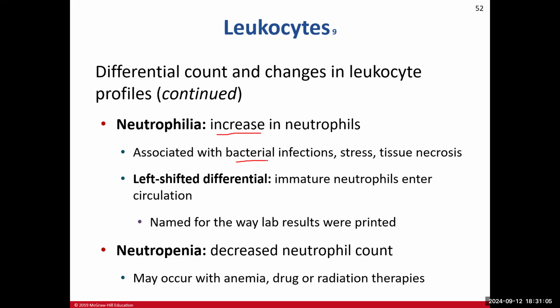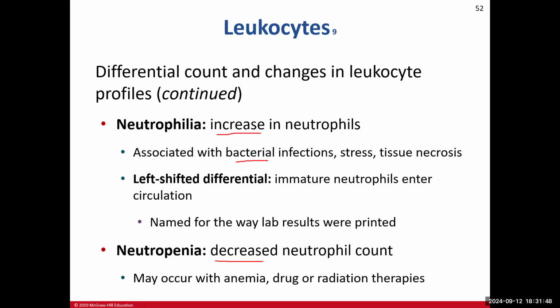And then I told you about what happens to the skin. When you get a cut, you get these white blood cells that are going to infiltrate the area, and neutrophils are usually on hand. And so they're going to be involved when we're talking about tissue necrosis, which is tissue death. When damaged cells are done for, these cells come in and start to clean up that area. All right, I'm not really going to worry about the left shifted differential. Neutropenia, again, penia being decreased. In this situation, if you have a decrease in neutrophils, why do you think anemia or drug or radiation therapies?